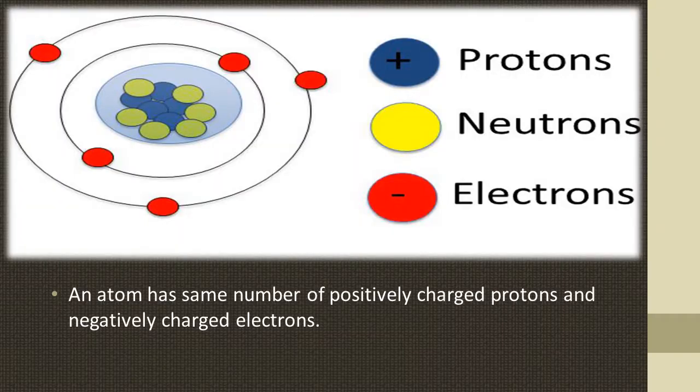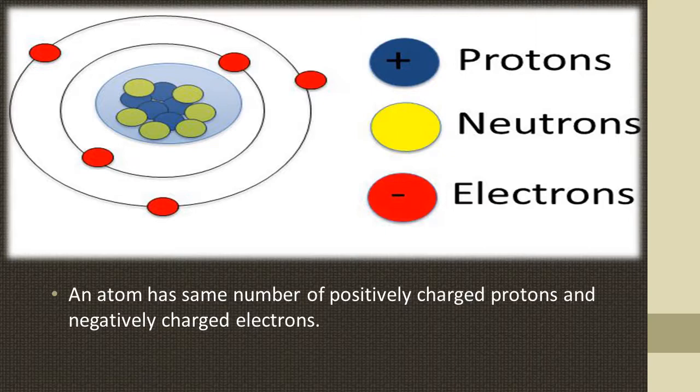Now students, here you can see a structure of an atom. You can see blue colored protons, yellow neutrons and the red ones are electrons, which are revolving around the nucleus. So protons and neutrons are present inside the nucleus and electrons are revolving in the orbit around the nucleus.